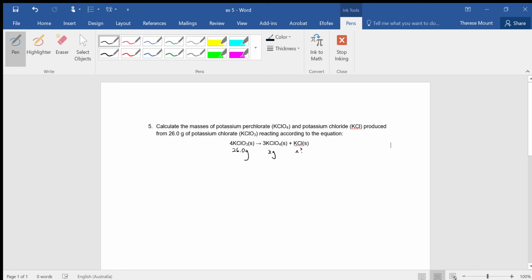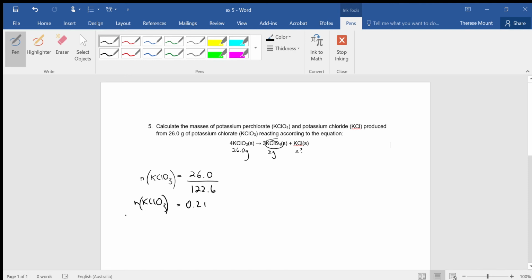Our equation tells us something about the molar ratios of this reaction, so I need to convert this gram value to moles. The mole value of potassium chlorate is the mass of potassium chlorate divided by its molar mass. Its molar mass is 122.6, and so the mole value that I have of this species is 0.21. Let's just choose one to start off with.